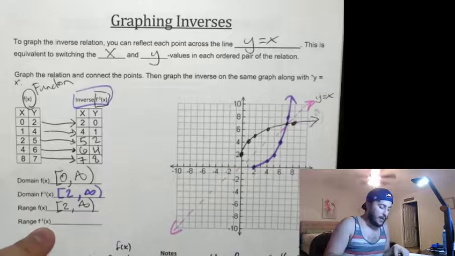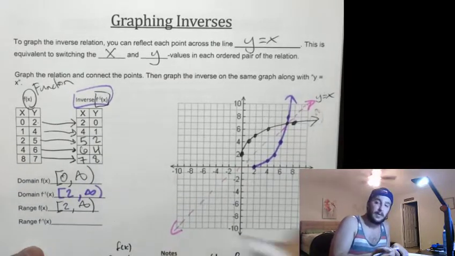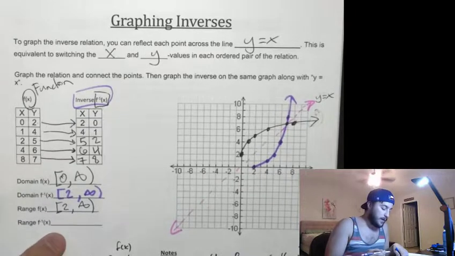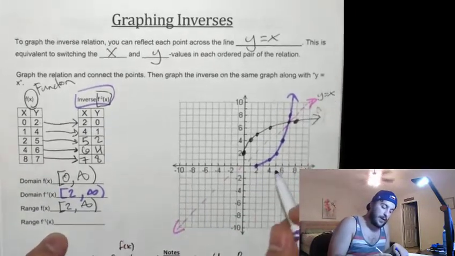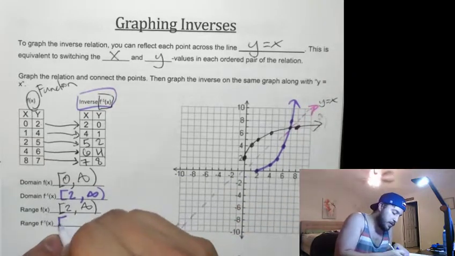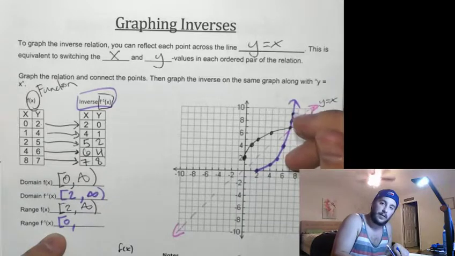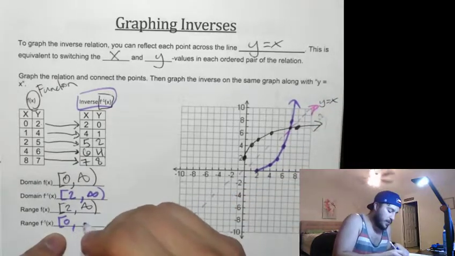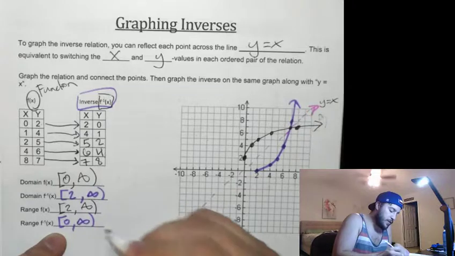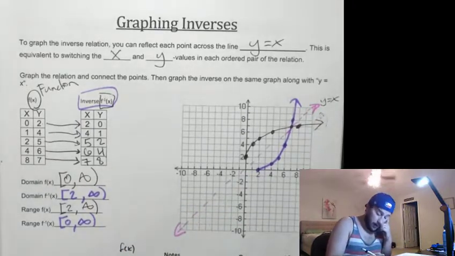Let's talk about the range of the inverse. Remember that -1 means that we're talking about the inverse. So the range of the inverse, we start at 0. We go all the way down here to 0, and then we go up to positive infinity. We've got this nice little arrow going up, not quite straight up, but it's going up. So 0 to infinity.